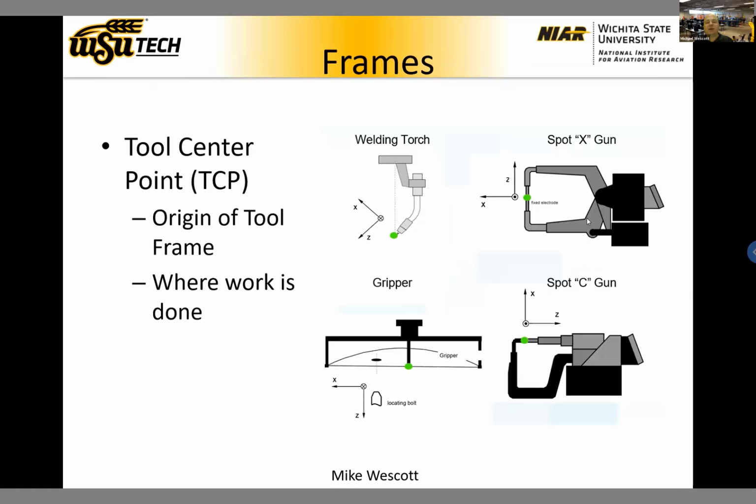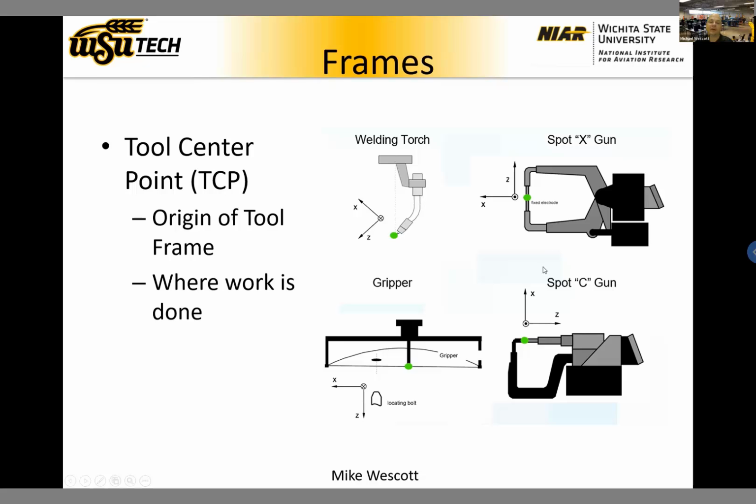There are several different examples of different tools you could put on the end of that robot. With the welding torch here, if you were to translate that using what we call the 3-point method, it's just going to translate your orientation straight down to this point right here. And that point is what we call the TCP, or tool center point. That is the point where the work is done by the robot. In this case, it's welding.